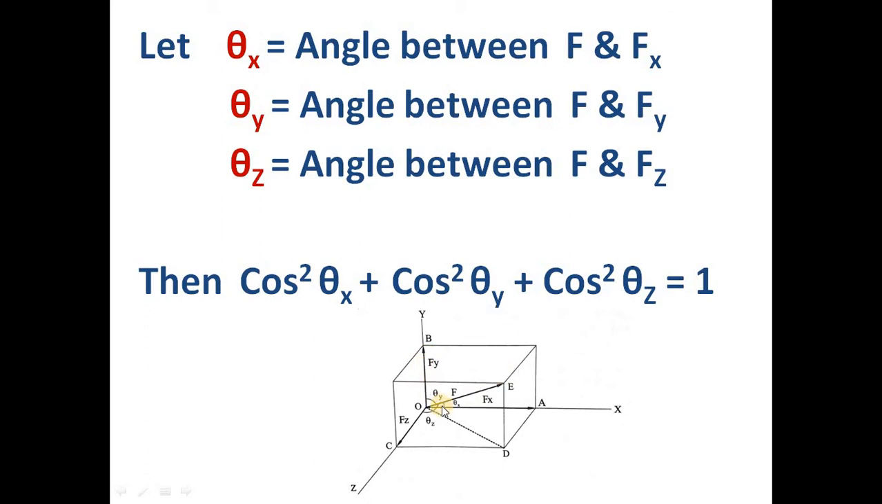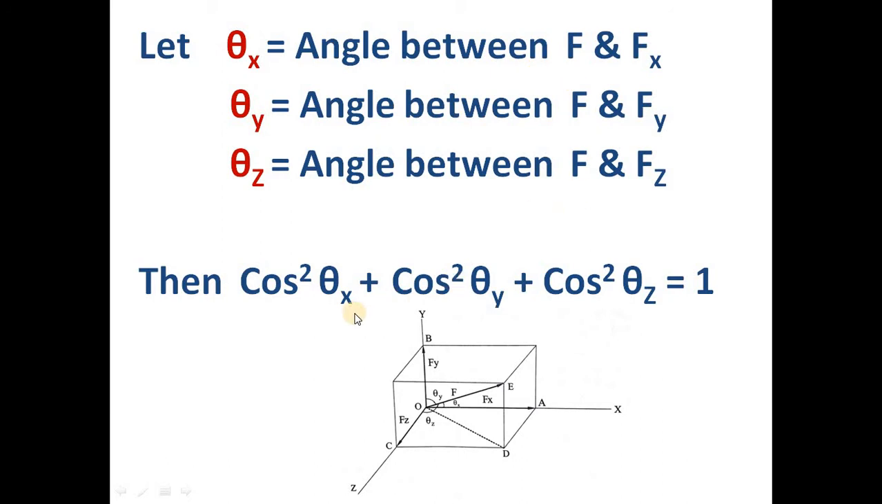Again we consider the same figure. Here there are three component forces: Fx in the x direction, Fy in the y direction, Fz in the z direction. Actually, the resultant of these three is the actual force F, represented by this corner to corner. This is the force F magnitude. Suppose theta x is the angle between Fx and F, theta y is the angle between Fy and F, and likewise theta z is the angle between Fz and F.